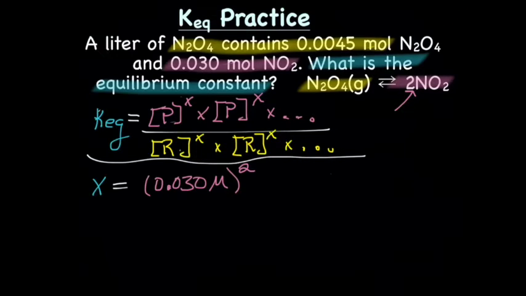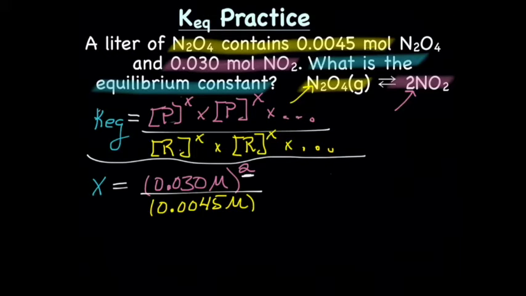0.030 molar squared. And we're going to divide that by our reactants. And our reactant we know is 0.0045 mole per liter or molarity. And there's no coefficient there, so there'll be no power.